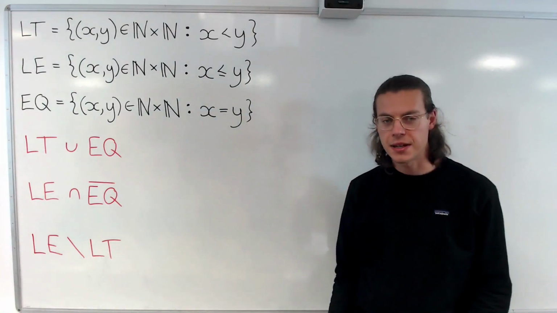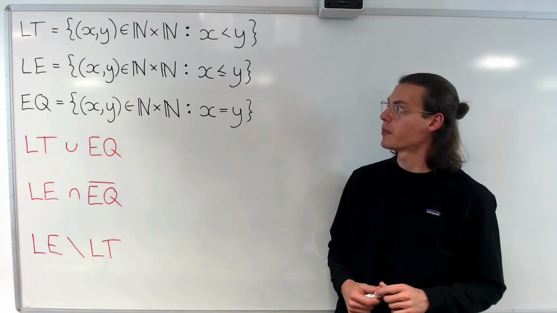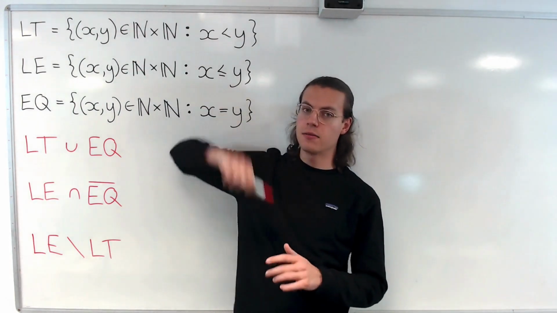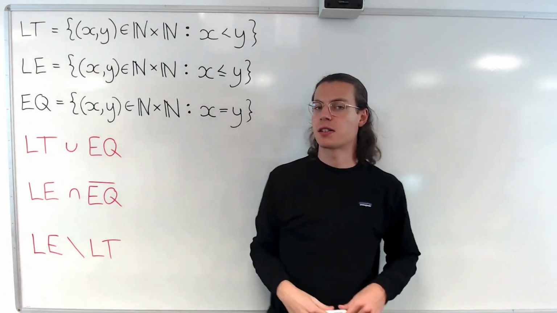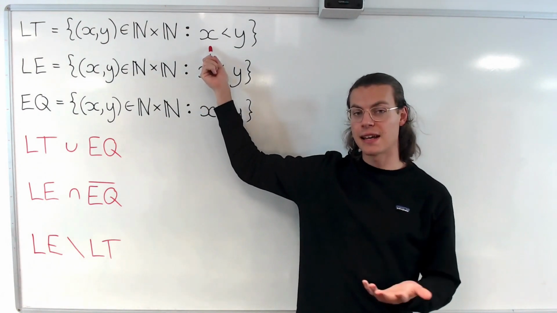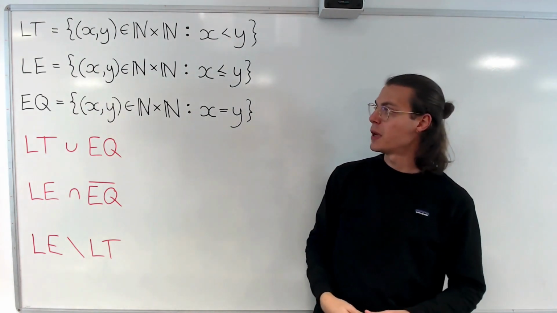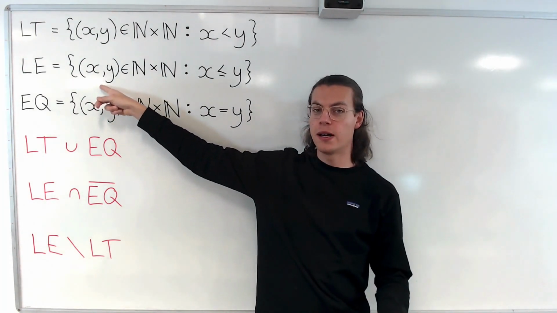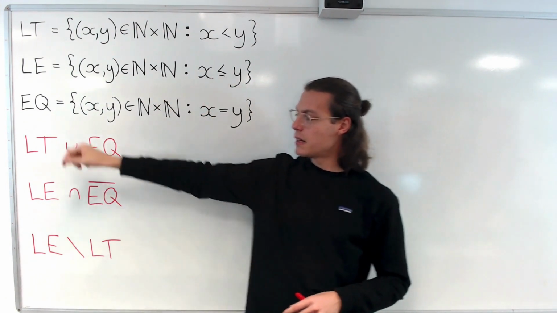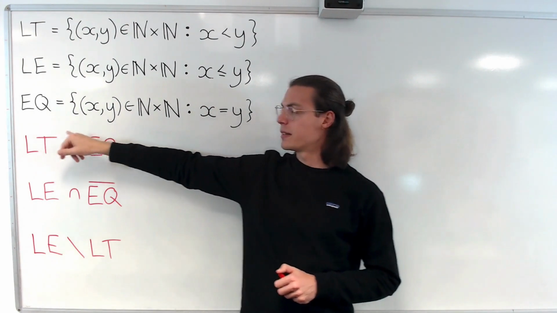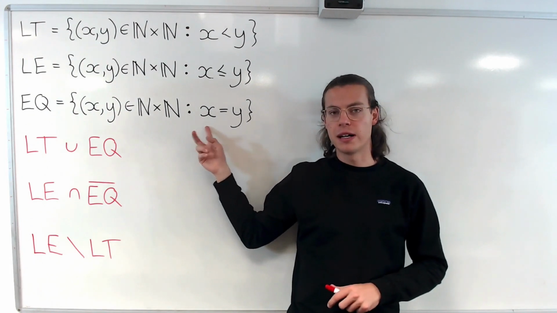In this exercise, we consider 3 relations defined on the set of natural numbers. The less than relation, consisting of all pairs x, y, such that x is strictly less than y. The less than or equal to relation, consisting of all pairs x, y, such that x is less than or equal to y. And the equals relation, consisting of all pairs x, y, such that x and y are equal.